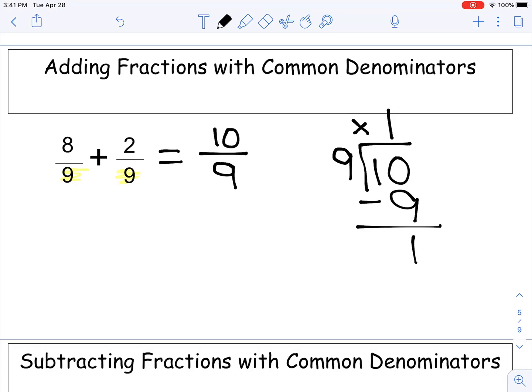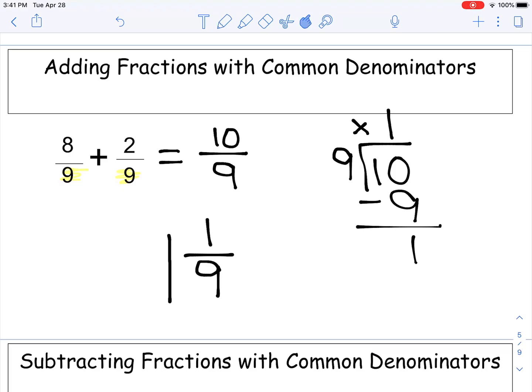Now remember, whatever you put on top, how many groups you got, that 1 is your whole number because you could get one whole group. Whatever you had left over when you subtracted, that's your new numerator. And we always keep the denominator. So our new mixed number would be 1 1/9. So you're going to be doing some adding fractions. And yes, you must simplify. If you are not simplifying, I will have you go back and redo that work.